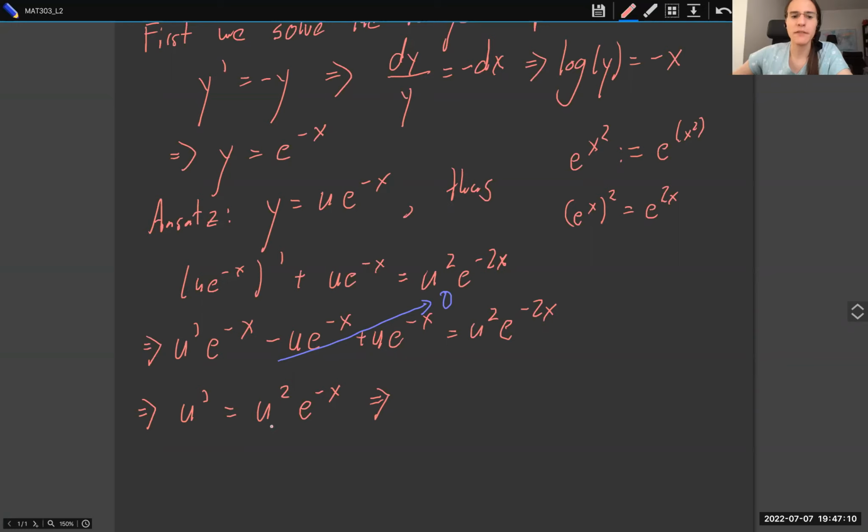So the problem is that we have u on this side, right? Separation of variables. Exactly. This is a separable differential equation where u is a function of x. So what we get is du over u squared is equal to e to the negative x dx, right? So this is a separable equation now.